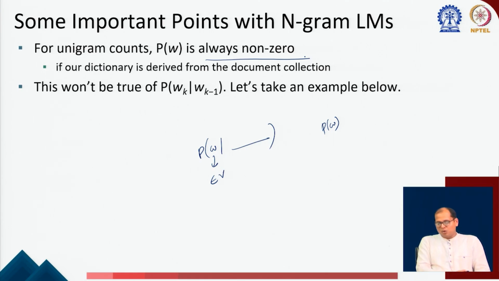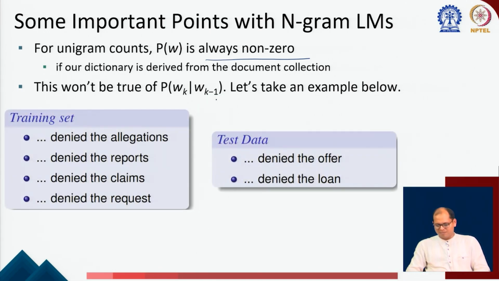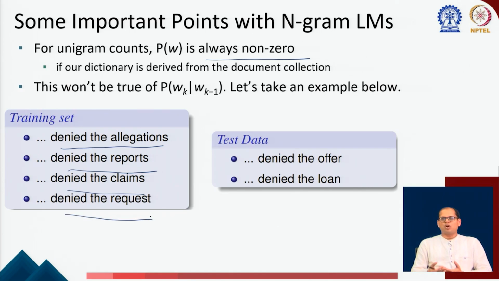But now think about a bigram probability of wk given wk minus 1. You have seen certain examples of these bigrams in your data, but it may happen that a new example comes that has not been seen earlier. For example, suppose in the training set you have seen denied the allegations, denied the reports, denied the claims, denied the request. And now on the test data, where you are actually computing the probability, you have the phrases denied the offer, denied the loan, and suppose these never occurred in your training data.